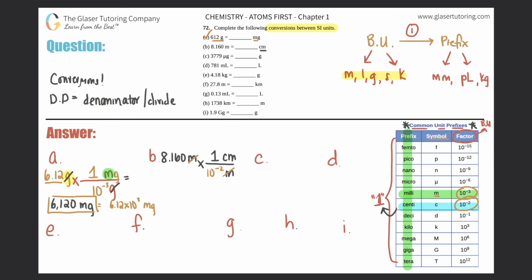So you would do 8.160 divided by 10 to the negative 2. So it turns out to be 8.160 times 10 to the second centimeters. This is also the same as saying 816.0 centimeters. It does not matter which one you use, but you've got to have the correct sig figs. Either one is correct. So I'll just box this one off. Okay, so that gets rid of B. Next.